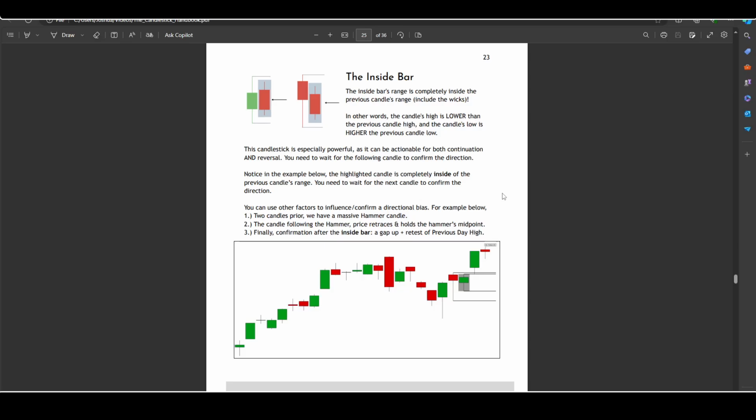This candlestick is especially powerful as it can be actionable for both continuation and reversal, and both sides use it. You need to wait for the following candle to confirm the direction, just like our dojis. So you have some special rules for some special candles. Notice in the example below, the highlighted candle is completely inside of the previous candle's range. You need to wait for the next candle to confirm the direction. You can use other factors to influence and confirm a directional bias. For example, below, 2 candles prior, we have a massive hammer candle.